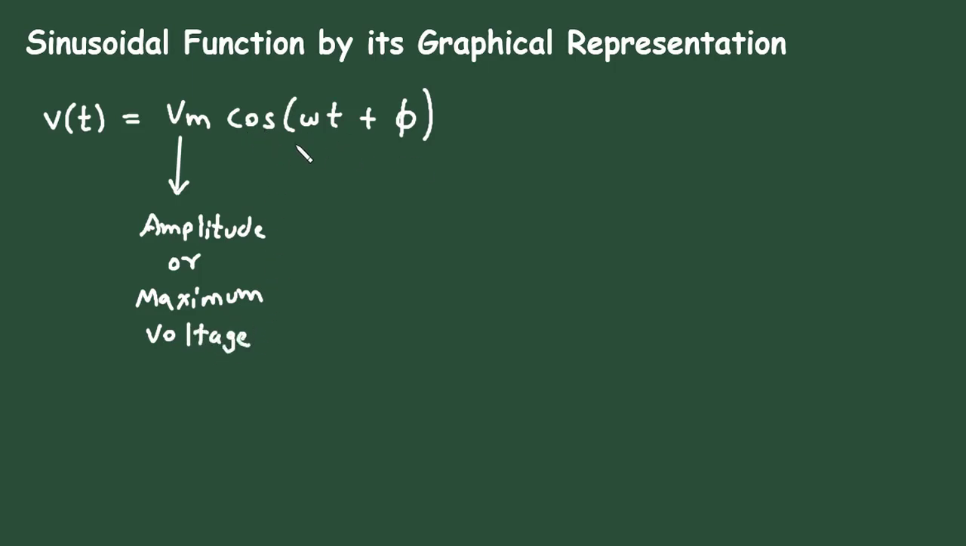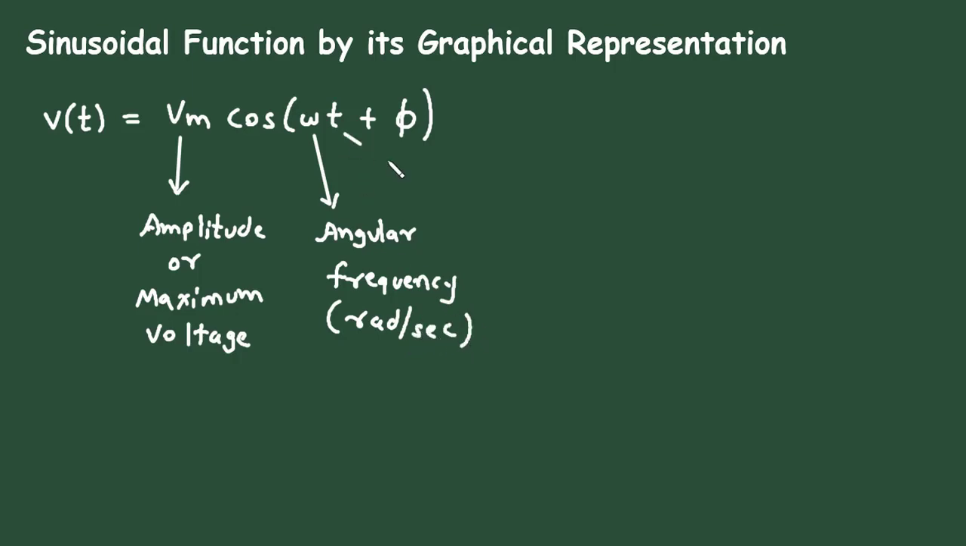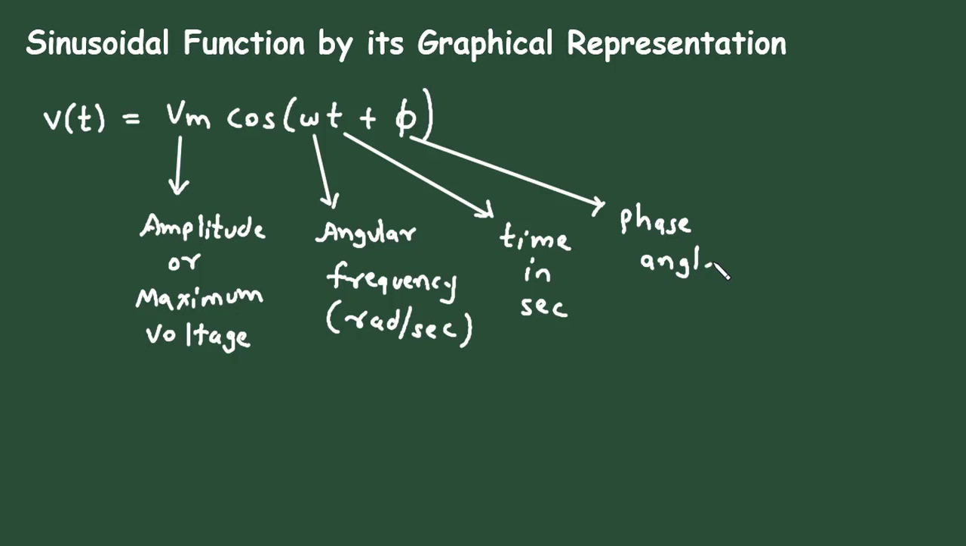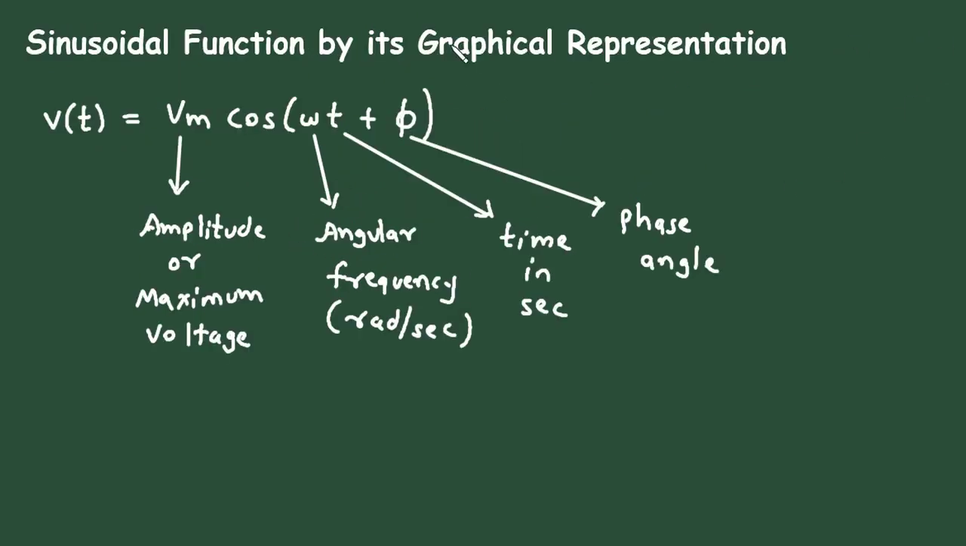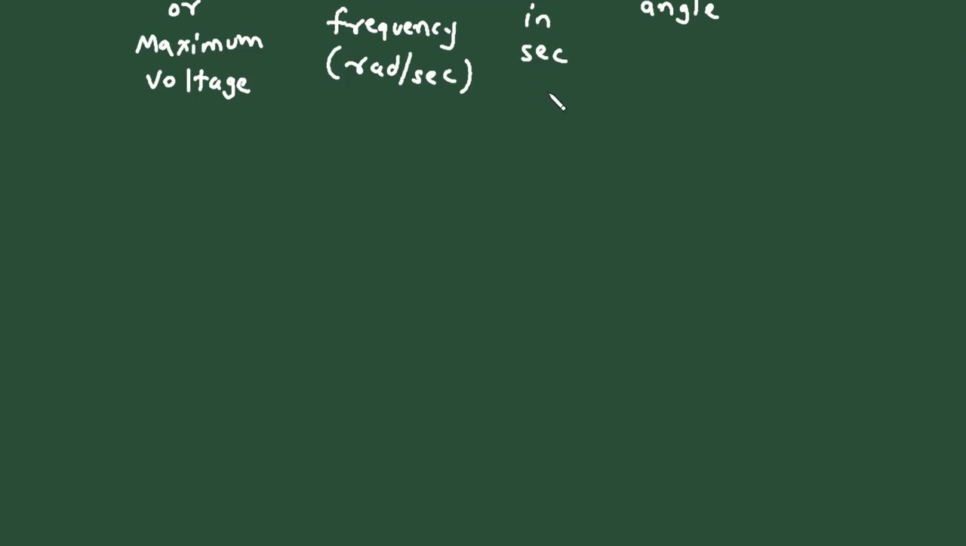this cos is the function, omega is the angular frequency in radian per second, this t is the time in second, and this phi is the phase angle, it is the phase angle, and this represents sinusoidal voltage. We have to represent it by graphical representation.